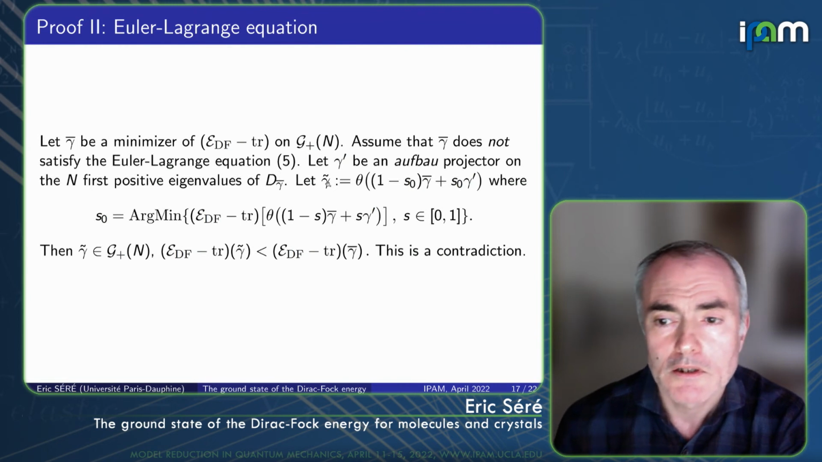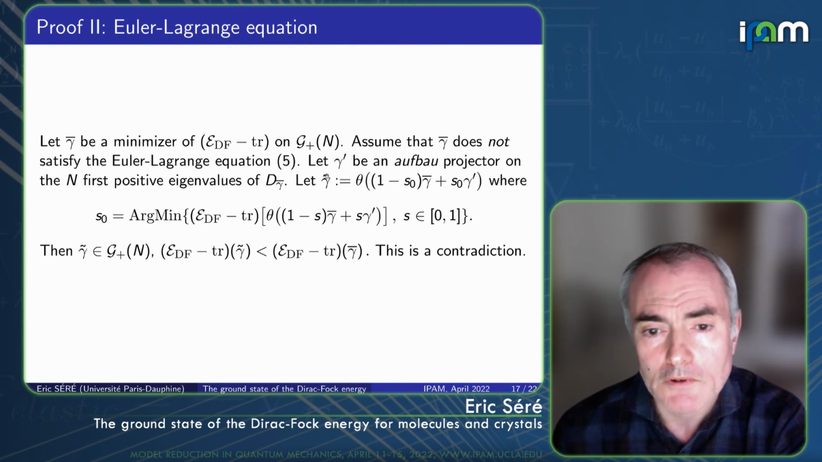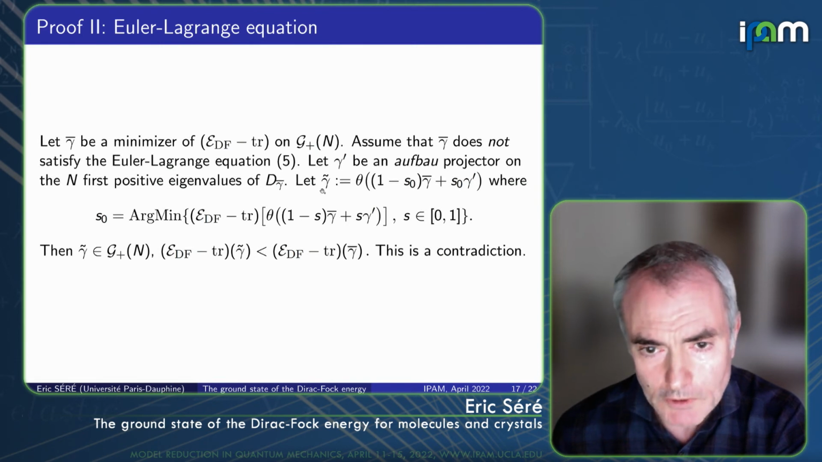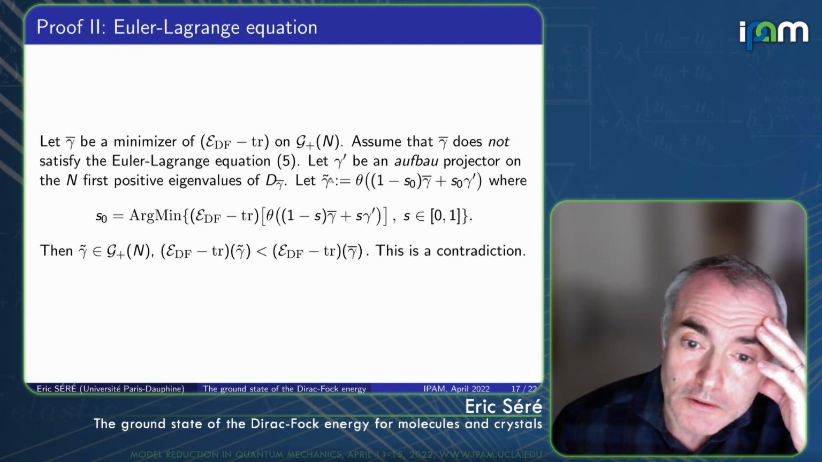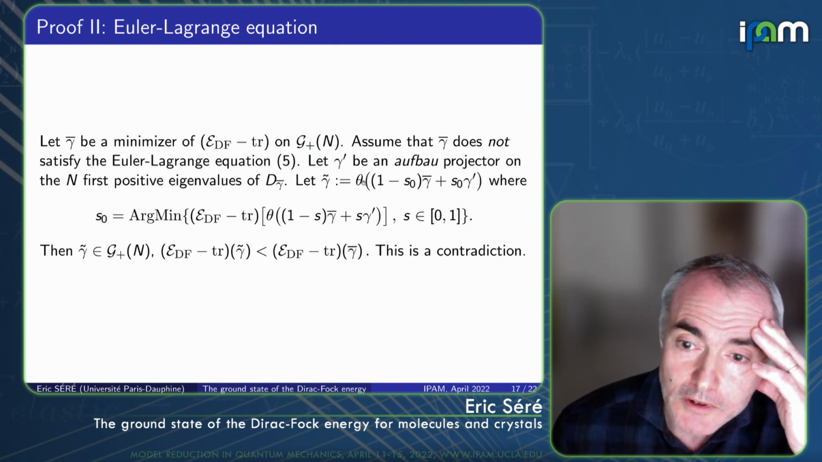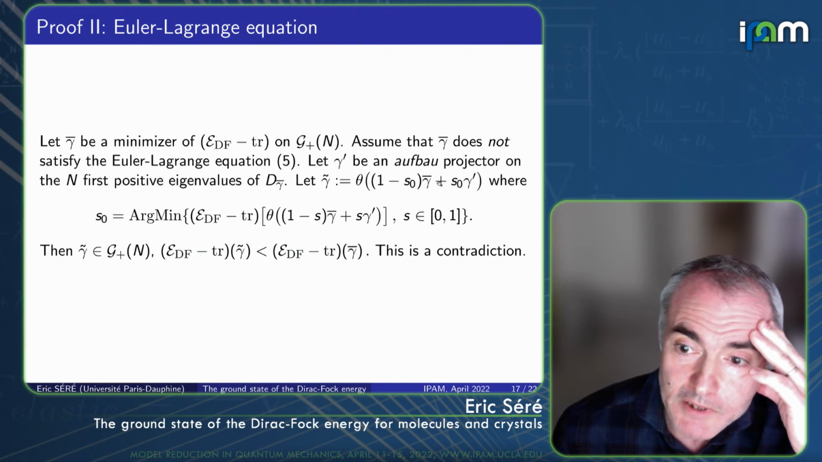And then you construct a new density matrix by taking a convex combination between the minimizer gamma bar and this Aufbau gamma prime, with here an s0, which is optimal in the following sense.